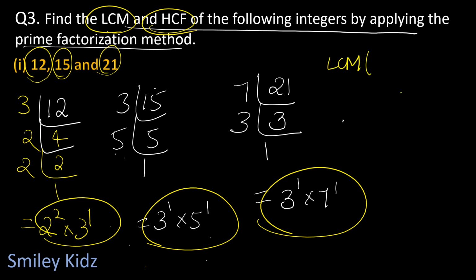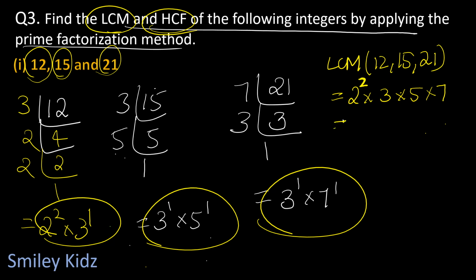LCM of 12, 15, 21 will be equal to what? The product of the greatest powers. So 2, 3, 5 and 7 appear among the factors, and the highest power of 2 is 2 squared. Then we have 2 squared times 3 times 7 times 5. Now what is this going to result in? That is equal to 420.